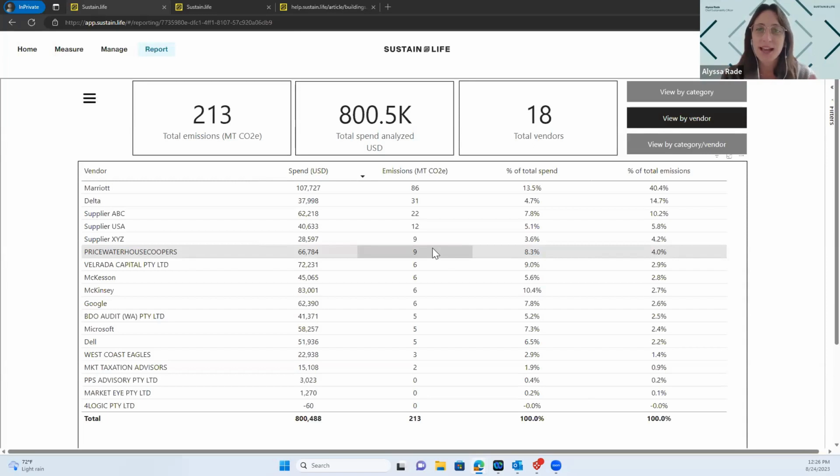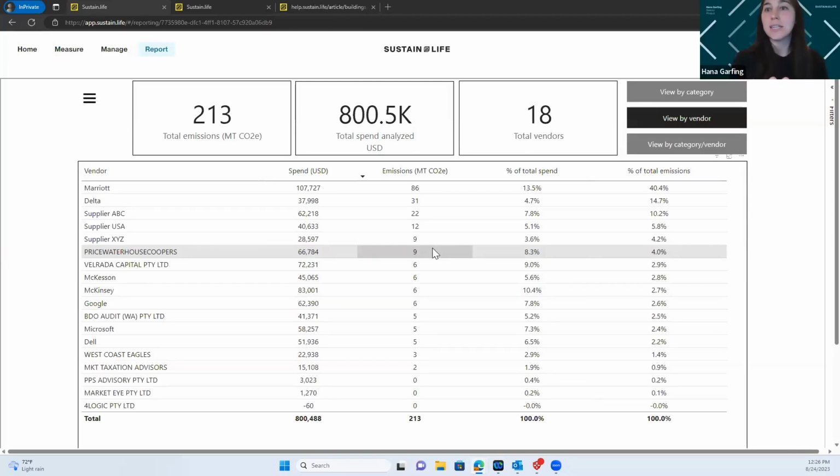But no, that's exactly right, Hannah. This is about identifying the hotspots in your supply chain so that you know where to drive your most meaningful efforts, right? If 20 suppliers make up 80% of your emissions, that's where you focus your efforts. That's where you engage. Exactly. So now you have a list of where you need to start. And now you're ready to take that next step and actually get some more information from your suppliers.